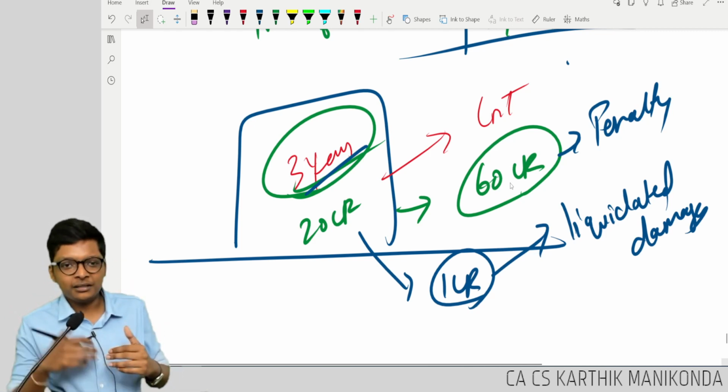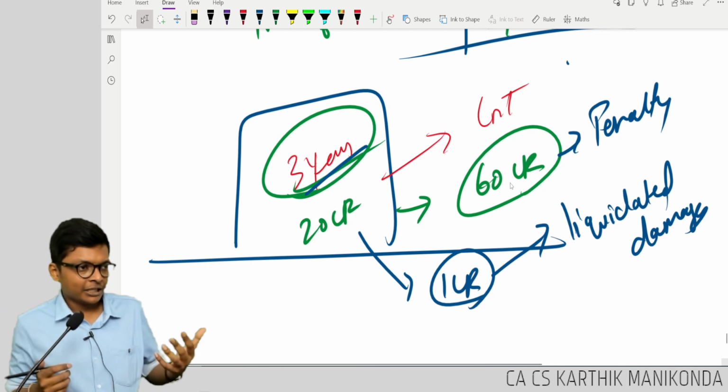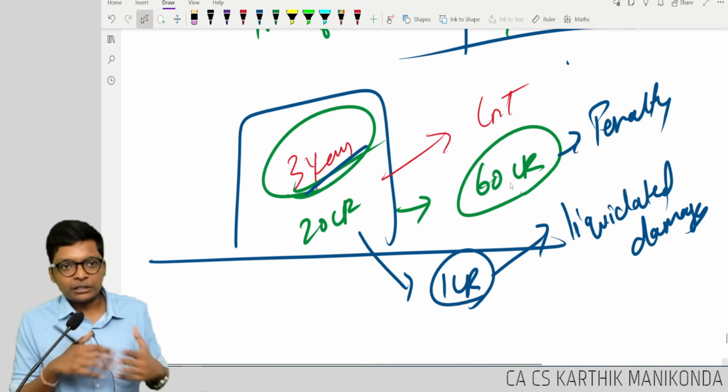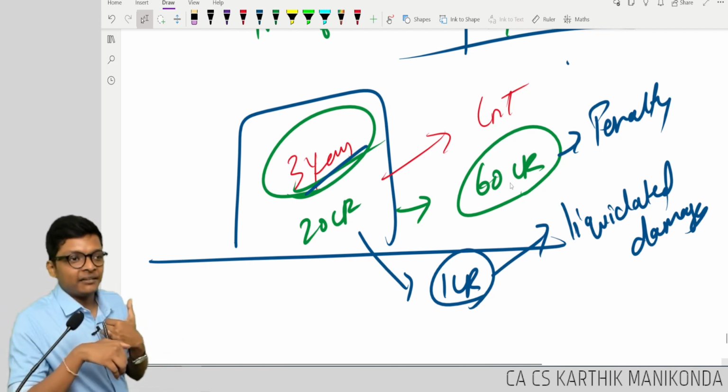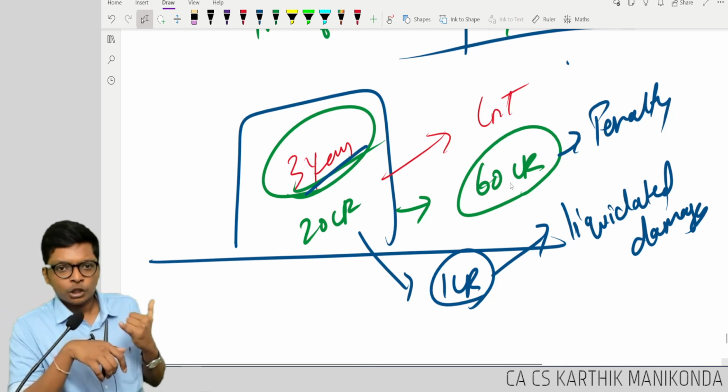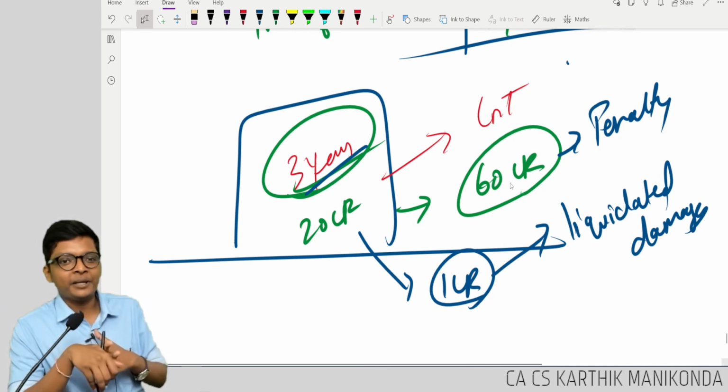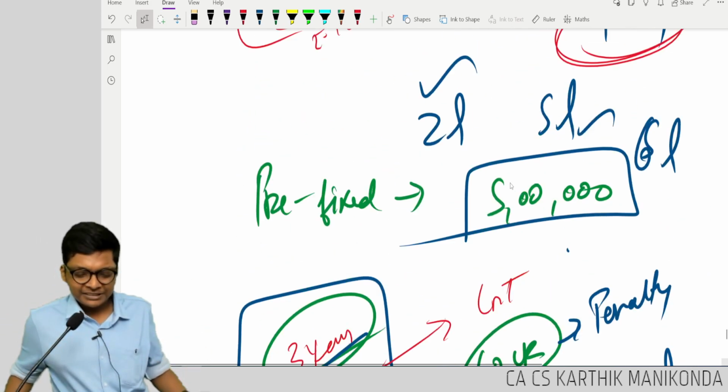There's a difference question in the book. 3-4 points will be there: difference between penalty and liquidated. Have a read of that also, guys, because they have tested it in the past and it may repeat. So prefixed damages, quantum meruit, damages for deterioration. Go through the simple chapter, guys.